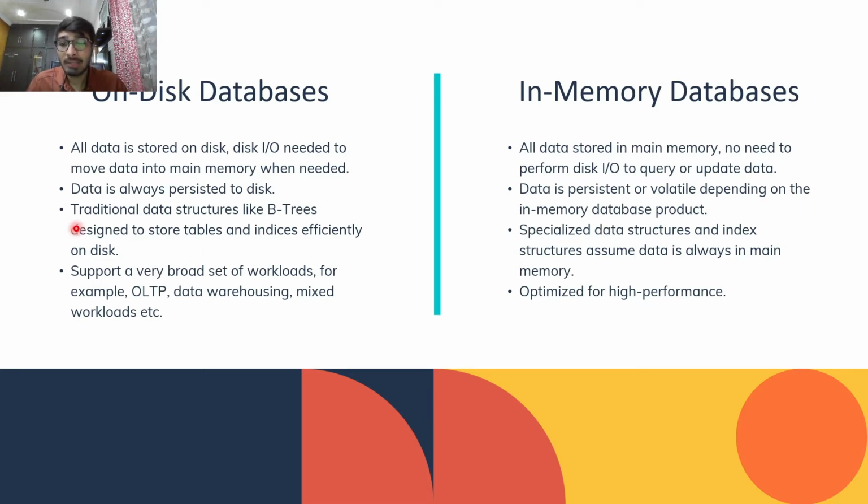For on-disk databases, traditional data structures like binary trees are used, whereas specialized data structures and index structures are used in IMDb. On-disk databases support a very broad set of workloads, for example, OLTP, data warehousing, mixed workloads, etc. Whereas IMDb is used for high performance optimization.